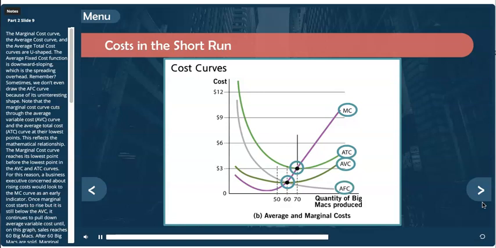Since the ATC is the sum of AFC and the AVC, and you can see that AFC declines as output rises, so ATC declines until 70 Big Macs are sold. After that point, increases in output cause all three of the U-shaped cost curves, the MC, the AVC, and the ATC, to rise. It makes sense that variable costs should initially decline as a result of increased specialization.